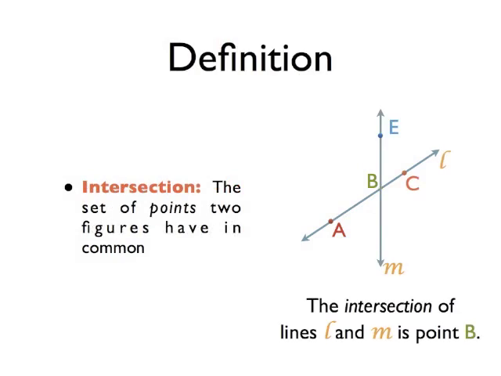Before we move on with the postulates, let's talk about a quick definition here. Intersection. An intersection is the set of points that 2 figures have in common. So you'll see in our figure here that point B is the intersection of line M and L. It is the one point that those 2 lines have in common.